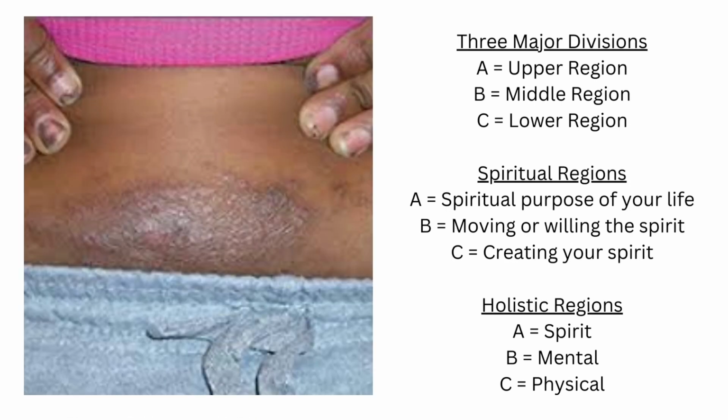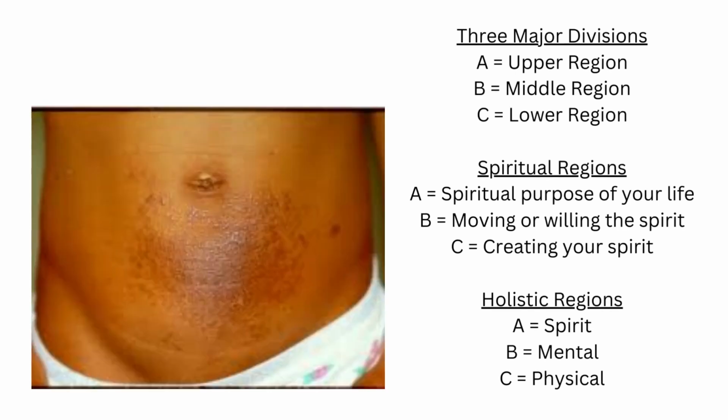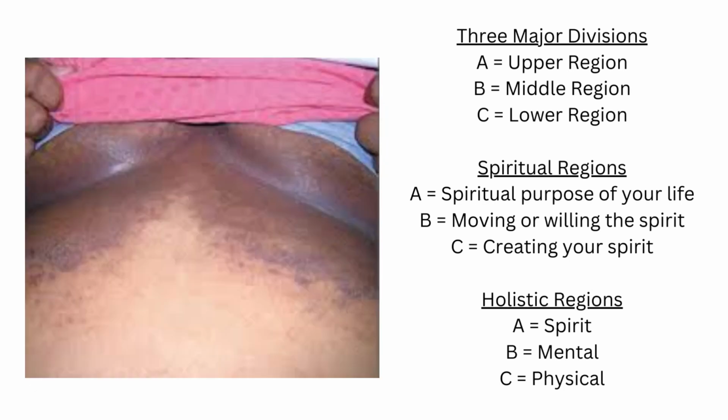Next one. All right, this is a sister's abdomen. Her abdomen. A, B, or C? C. It is C. Perfect. Next. Oh, it's another abdomen. Lower abdomen below the belly button. That is C again. Good.